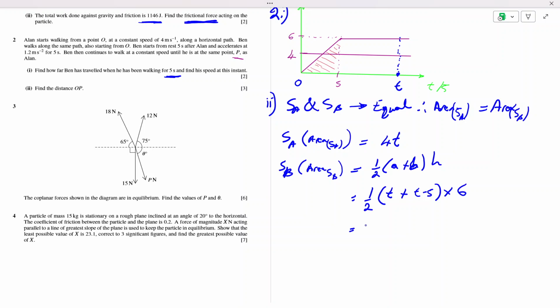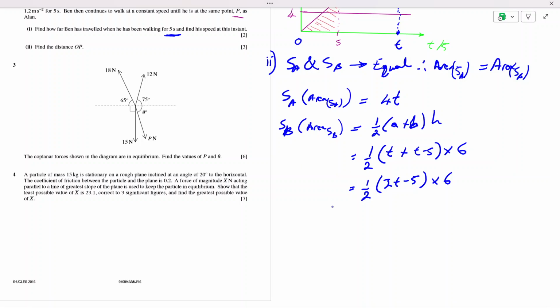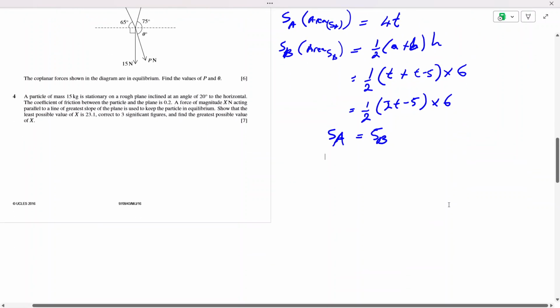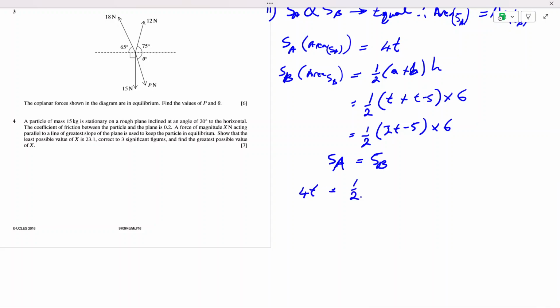Okay. Then I plug that in and simplify that. That's going to be half (2t minus 5) multiplied by 6. I want to equate this so that I can solve for t. So I'm going to equate SA and SB. SA is equal to SB. Remember, we said at point P the distance that Alan has traveled is going to be the same distance as Ben travels, right? Okay, so I'm going to equate those two. It's going to be 14 is equal to half (2t minus 5) multiplied by 6, and then I'll solve for t.